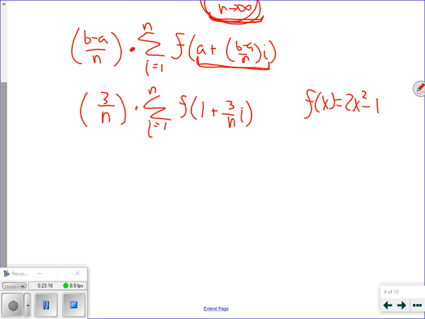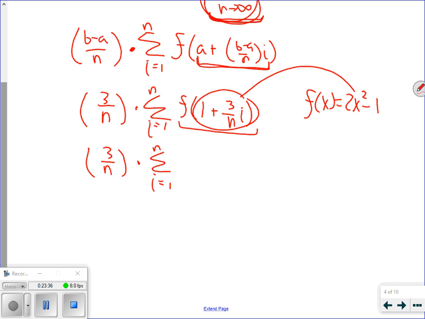Okay? So we're going to simplify this out and do all the steps we learned in the sigma notation day. We're going to get a pretty good approximation of the area under the curve. Okay? So we got 3 over n multiplied by the summation i equals 1 to n, and we're going to start by figuring out what f of that is, meaning we plug this in for x. So we have 2 times (1 plus 3 over n i) squared minus 1.